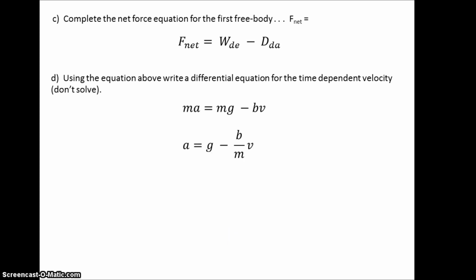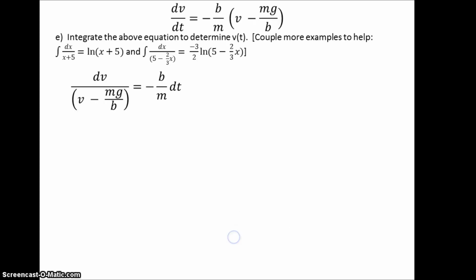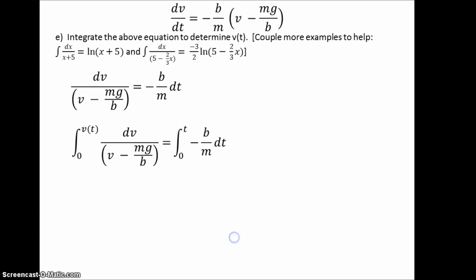And of course plugging in ma for the net force and mg for the weight, and the drag is equal to bv. Divide both sides by m and do a little bit of algebra, and then of course acceleration is the time rate of change of velocity. I'm going to move the v minus mg over b to the left-hand side by dividing both sides by it and multiply both sides by dt. Then I'm going to integrate both sides from 0 to v, that would be from 0 to t time.